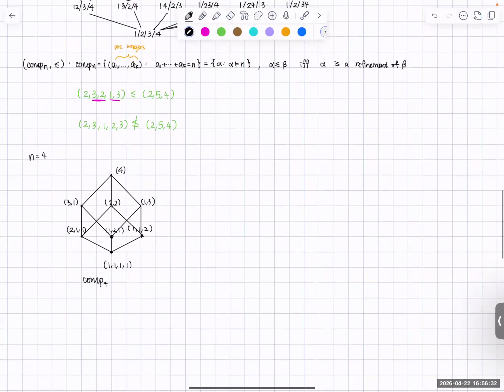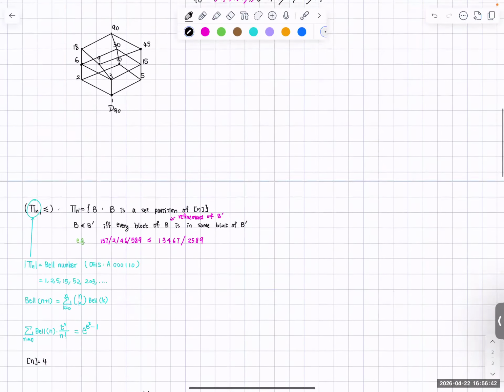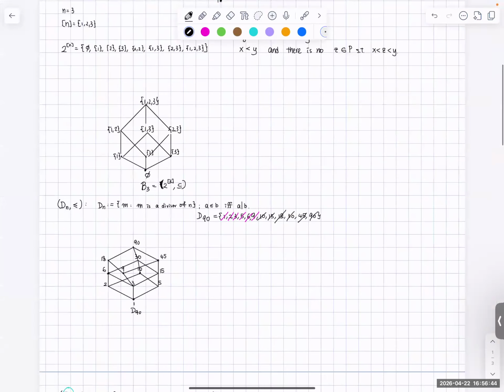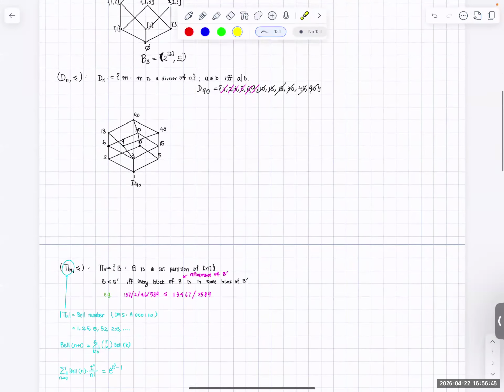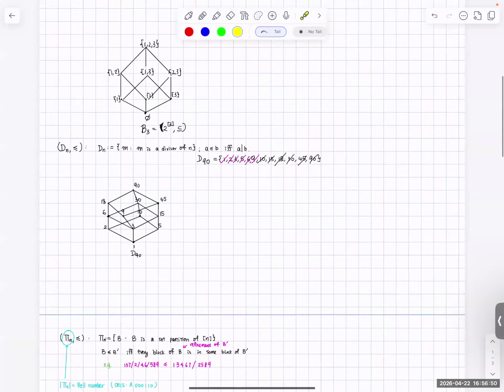All right, so that is the Hasse diagram of the composition of 4. Do you see this shape before? This is exactly the same. You can see that that's the same as B3 that we just looked at. At least the Hasse diagram is exactly the same. Let me just copy so that you can see.